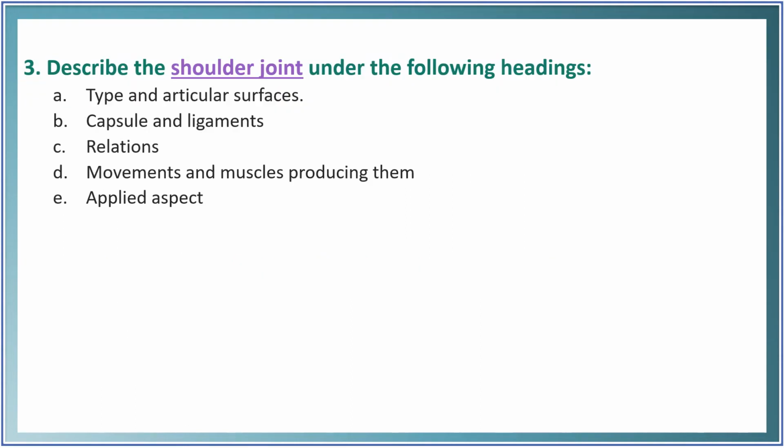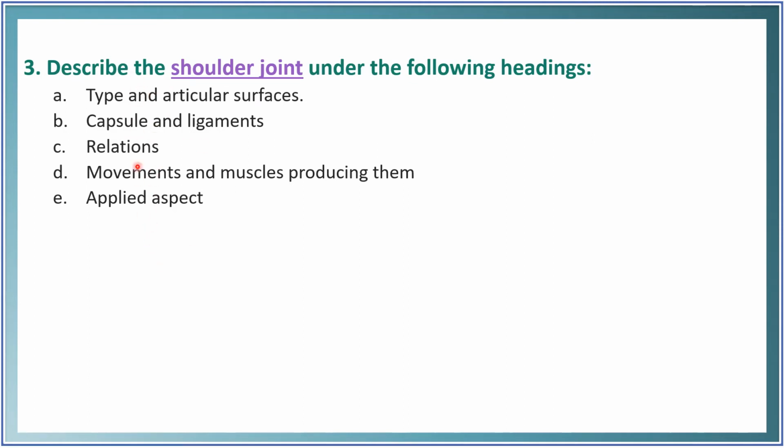From the joints of upper limb, usually the question is on shoulder joint, and the question is in this form: describe the shoulder joint under the following headings. These headings, they remain same for any joint, right? All the headings may not be asked, only few of them could be asked, 3 or 4. But if there is any question on any joint, then you should remember, if it is asked describe the so and so joint in detail, then all these headings you must include.